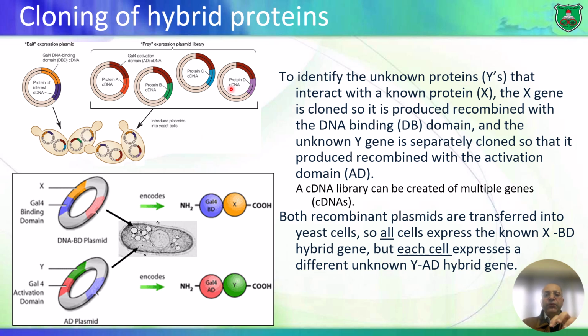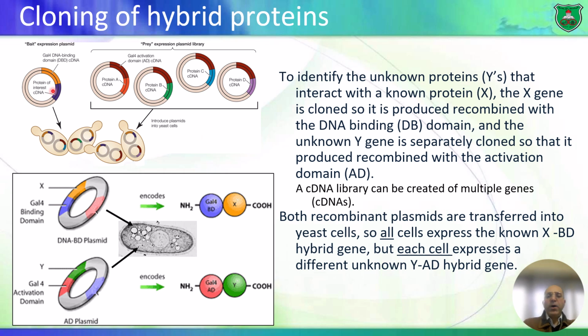Each protein is produced with the activation domain of Gal4. And I have one single plasmid that can produce protein X, and this protein X is produced as a recombinant protein with the DNA binding domain of Gal4. So we take this and we introduce it into yeast cells. So this plasmid right here that produces recombinant X would exist in every yeast cell.